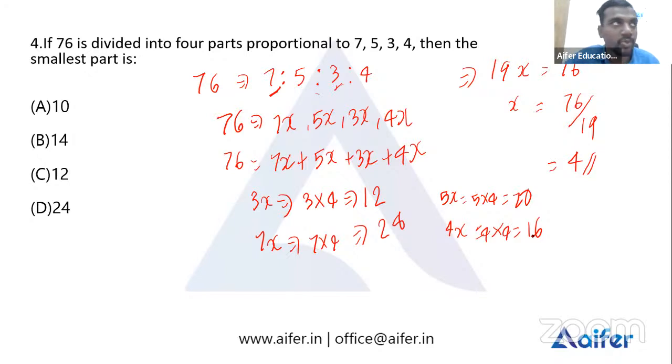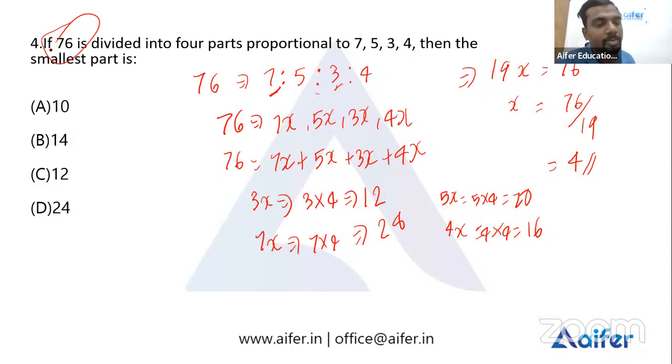Now let's add the numbers, just to verify that we are getting the correct 76. 12 plus 28, we have 40. 40 plus 20, we have 60. 60 plus 16, we have 76. This is the way you can recheck the answer to make sure what you got is correct.